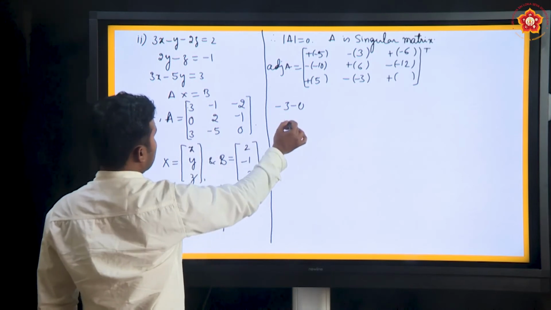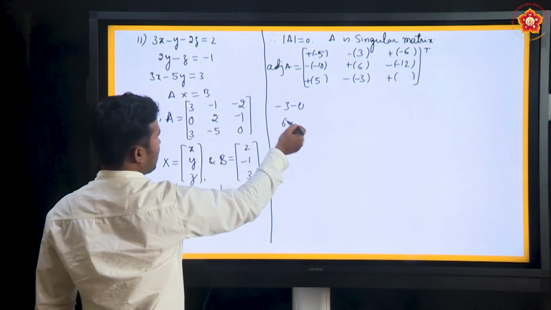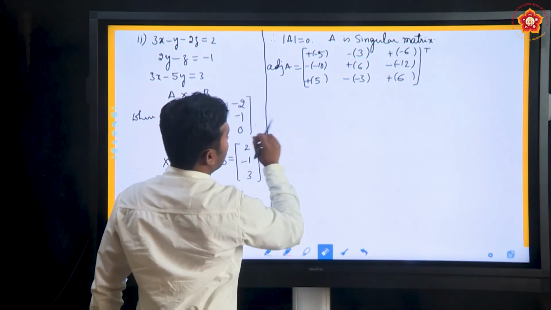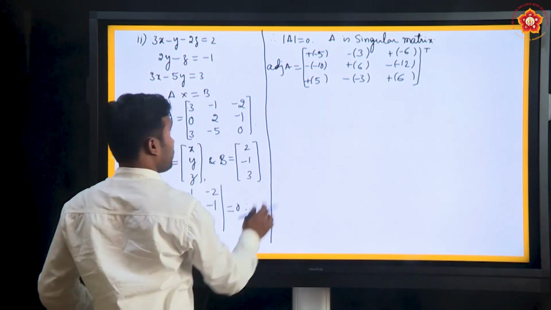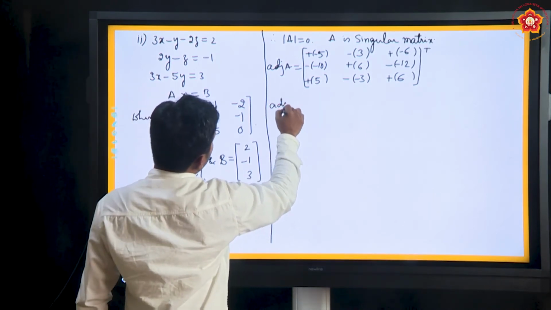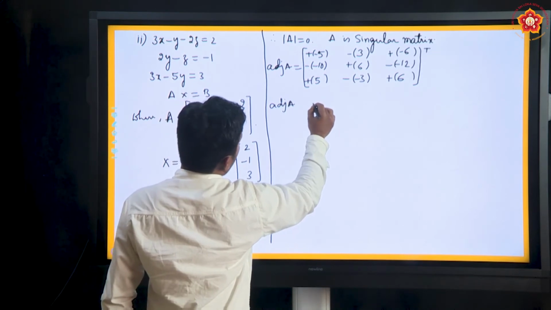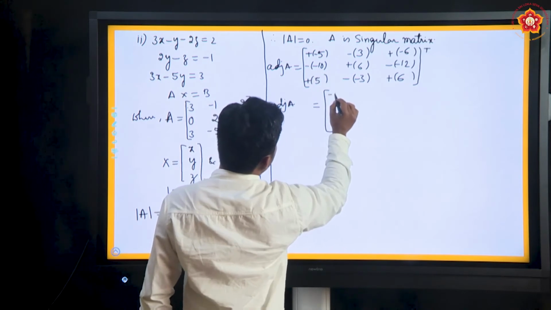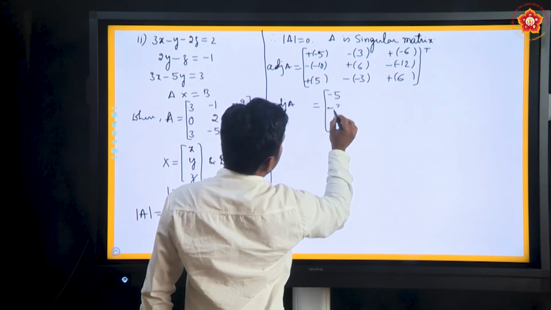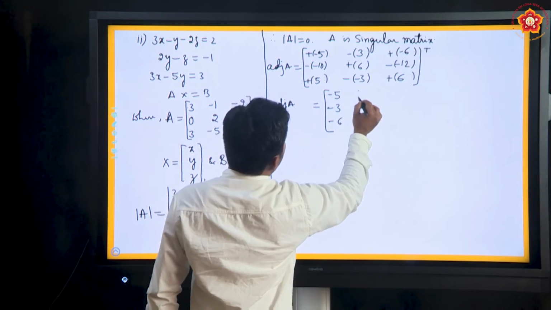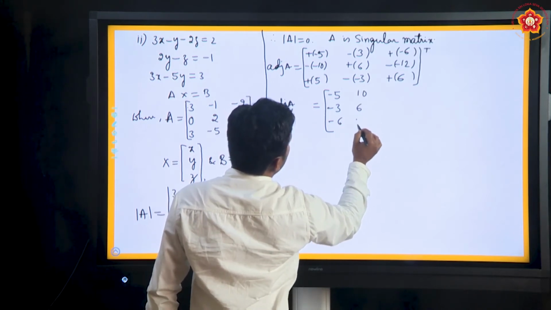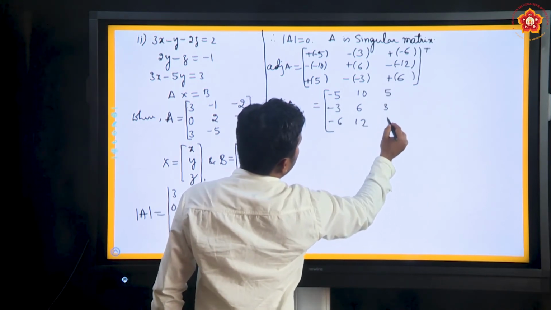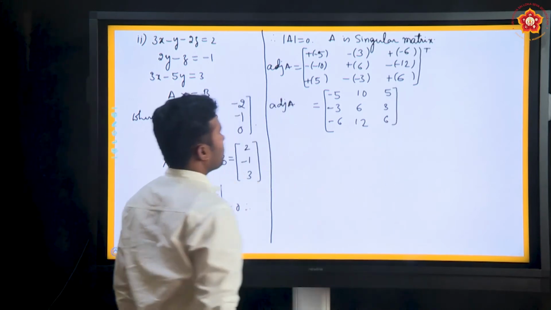2 3s are 6, minus 0 into minus 1 is 0. So this entry is 6. Okay. So we got adjoint. If you take transpose, it gives the adjoint. Adjoint of A is equal to, you take transpose, minus 5, minus 3, minus 6, 10 plus 6 plus 12, minus into minus, 5 plus 3, 6. This is what? Adjoint of A.